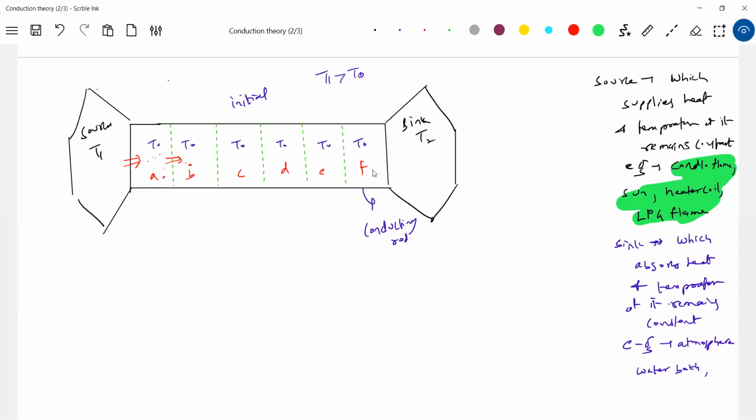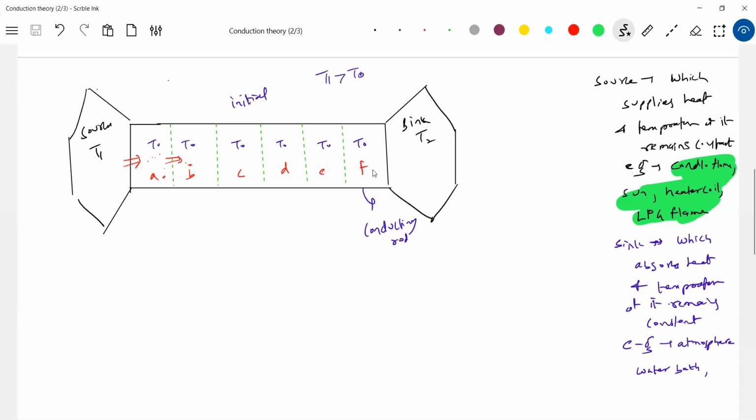So what will segment A do? Segment A will absorb heat from the source and its temperature will increase. It will also give some amount of heat to segment B. Segment B will absorb heat, its temperature will increase, and at the same time it will allow some heat to pass through because it is in contact with segment C. Like that, each segment absorbs heat, its temperature increases, and it is also involved in the transfer of heat.